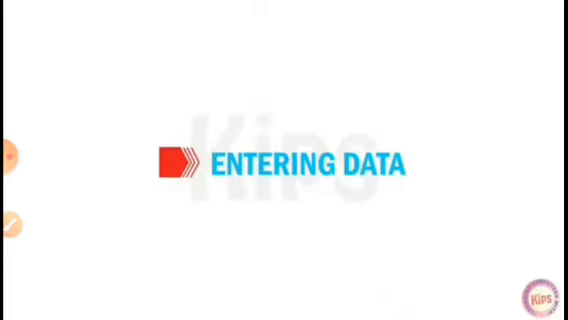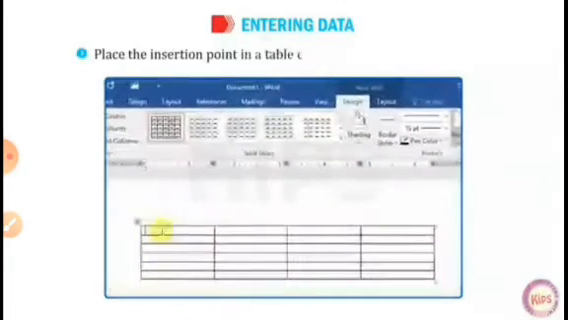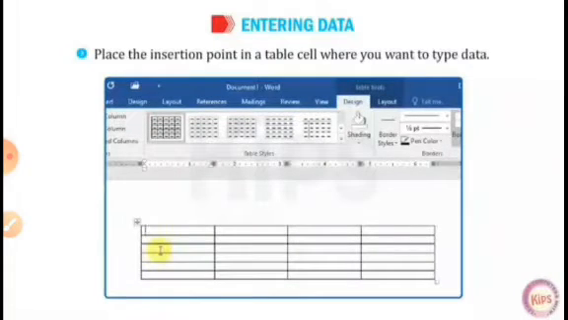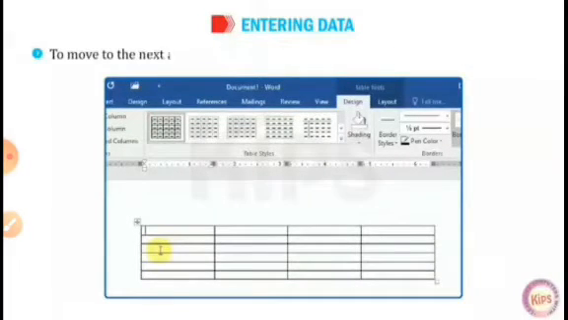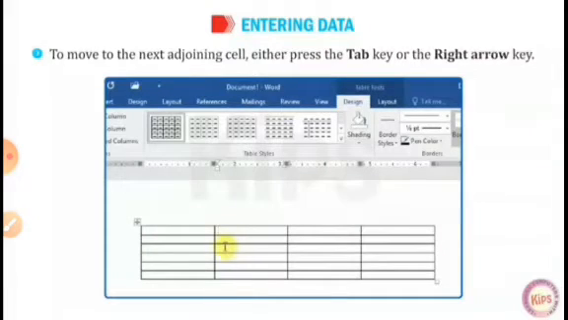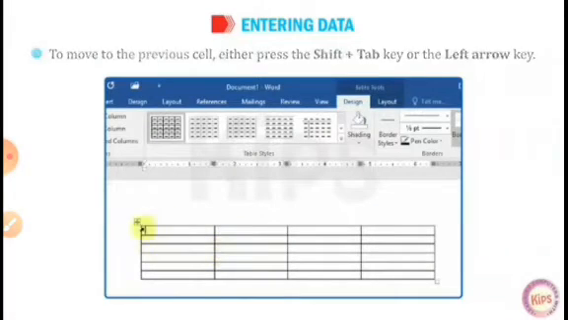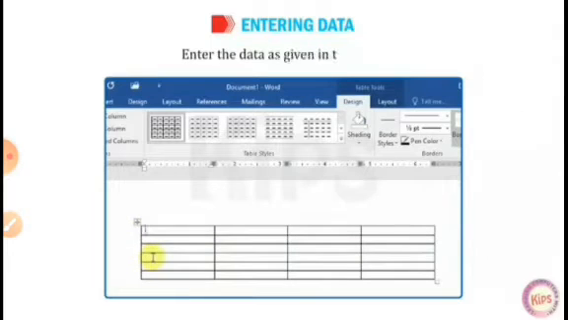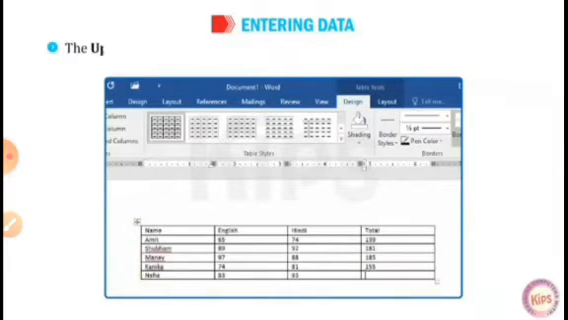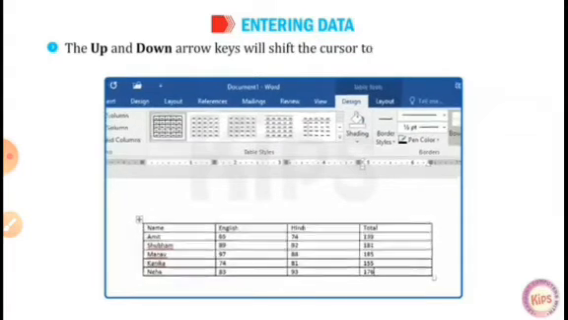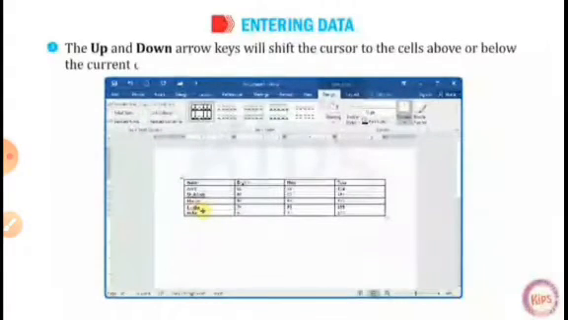Now entering data. Place the insertion point in a table cell where you want to type data. To move to the next adjoining cell, either press the tab key or the right arrow key, and to move to the previous cell, either press the shift plus tab key or the left arrow key. Enter the data as given in the table. The up and down arrow keys will shift the cursor to the cell above or below the current cell.